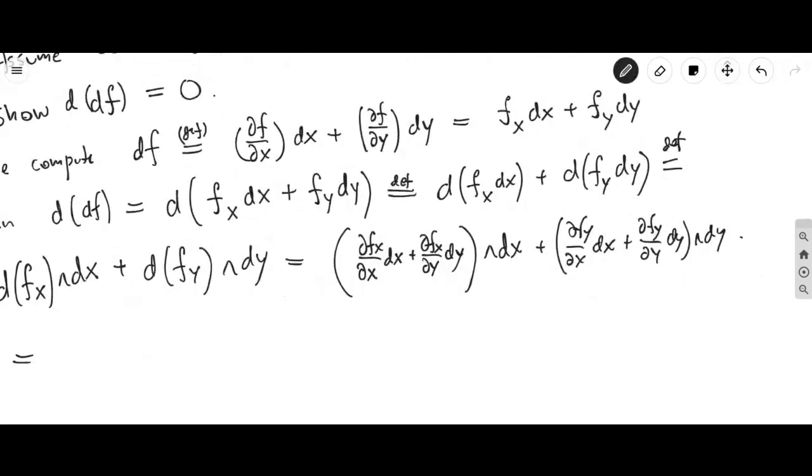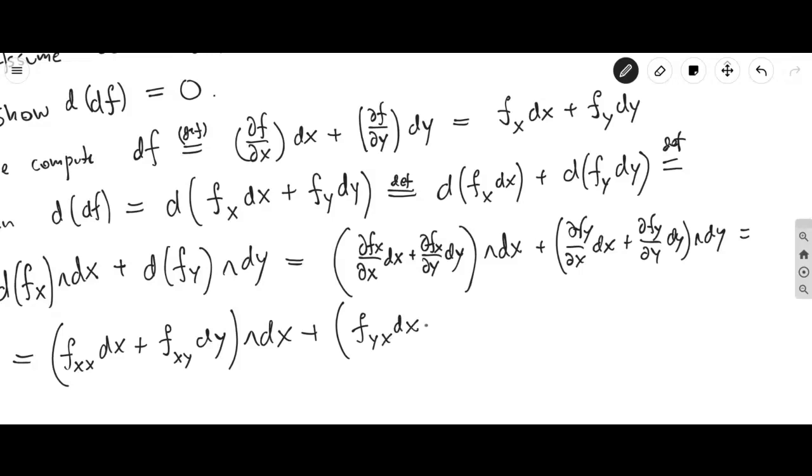And now we calculate this out. So we're taking the partial derivative in the x direction of fx. So we're just differentiating f in the x direction twice. So it's just fxx dx plus fxy dy. So we first differentiate x, then we differentiate y. Then we wedge this with dx plus, here we have fyx dx plus fyy dy, wedge dy. And now we can start computing this.